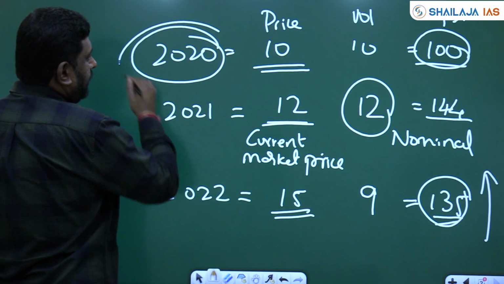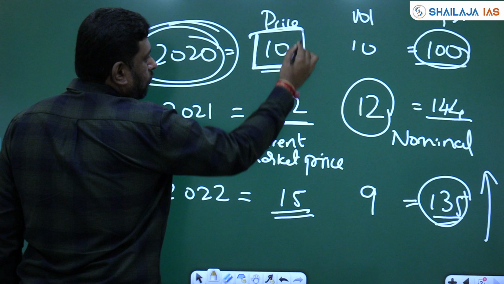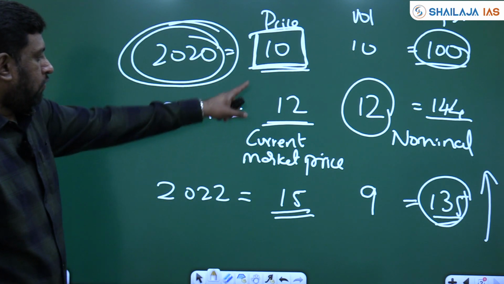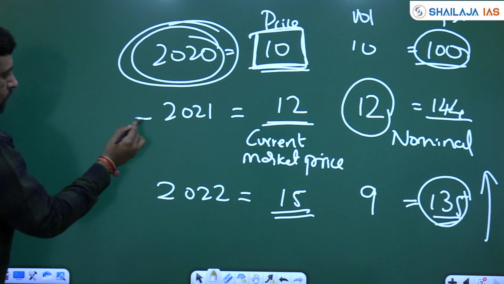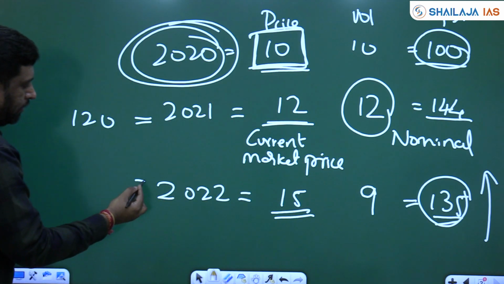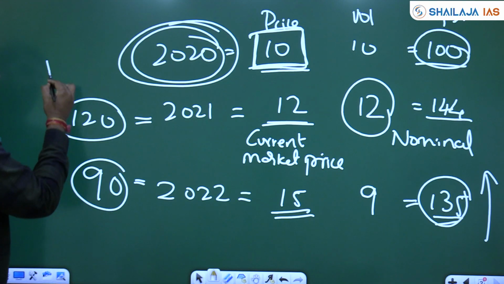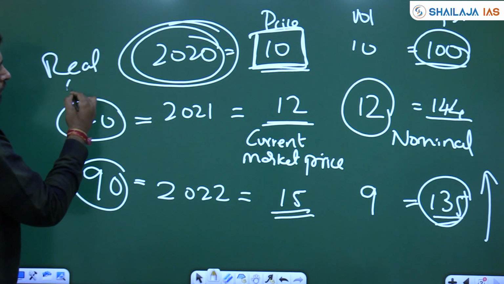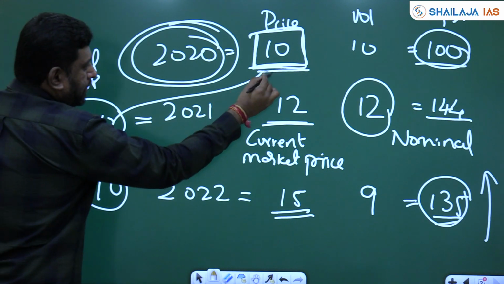Let us consider this as your base year. We are going to calculate the value using this price. So as a result, for 2021, 10 into 12, it becomes 120. 10 into 9, it becomes 90. This is your real GDP, whereby you are keeping the prices fixed to a base year.